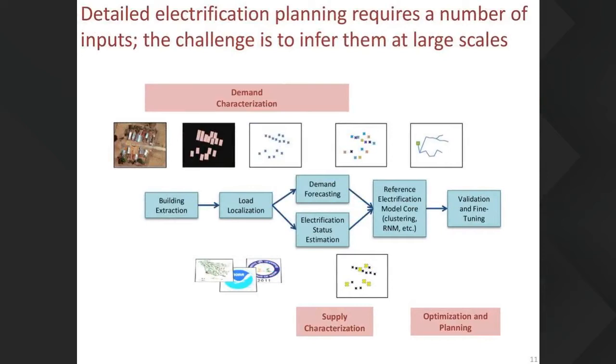This is showing a pipeline of the requisite input information to run these models. And you see here, we start with satellite imagery on the left, and we have this building extraction step that finds building shapes in satellite imagery, and this load localization step that tells you exactly where households are, where the connection points may be on these building footprints. We then go into two different modules. The bottom one is electrification status estimation, trying to determine which households currently have electricity and which ones do not. The top one is demand forecasting or demand estimation.